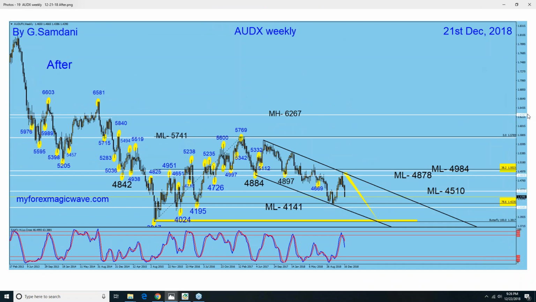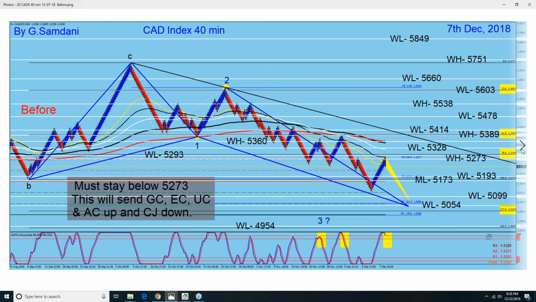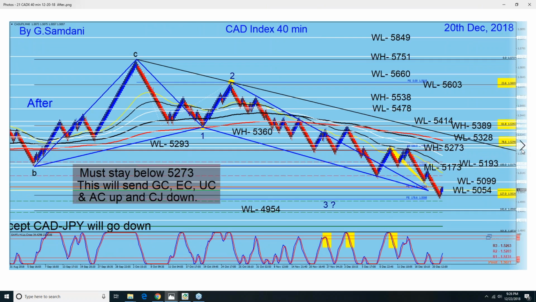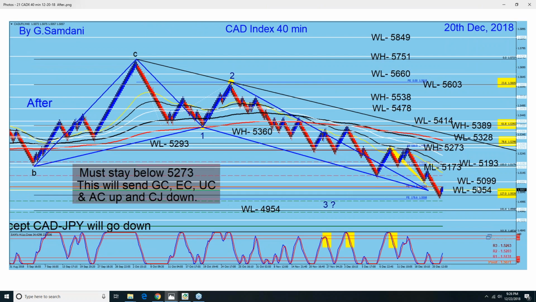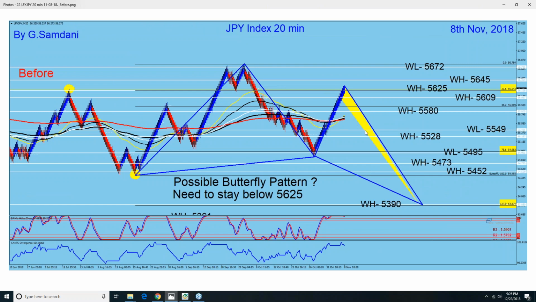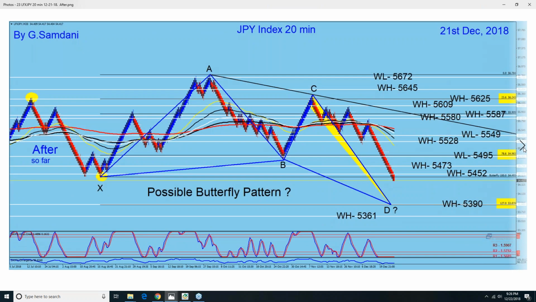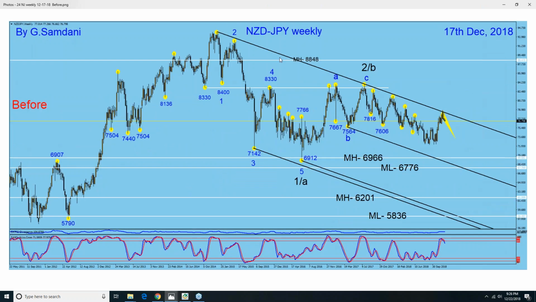For example, this chart, the weekly. Let me show you another one. This is the CAD index. This is what happened to that CAD index. You see that it came down, and I took all those trades. Similarly, the Yen index was supposed to go down, and it did. Yes, and you saw all those Yen pair shorts. Similarly, you see the New Zealand Yen weekly chart. I had this. Look what happened to this.